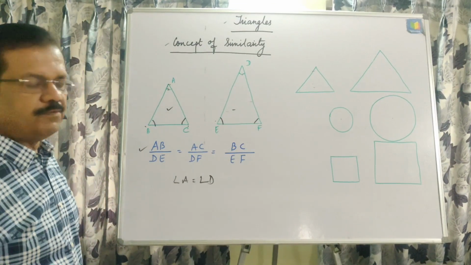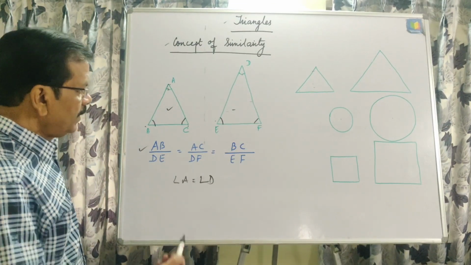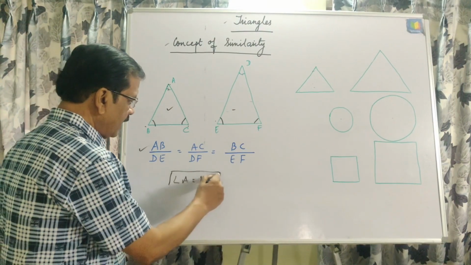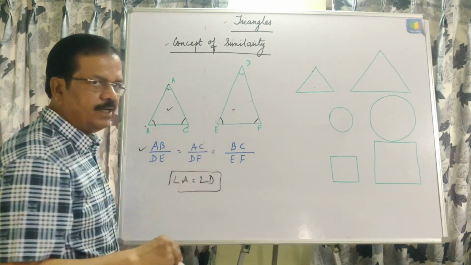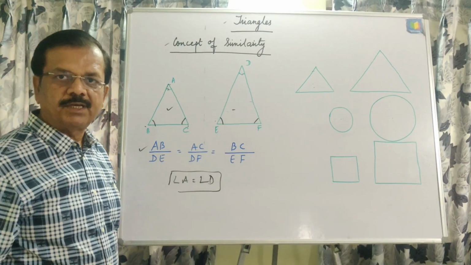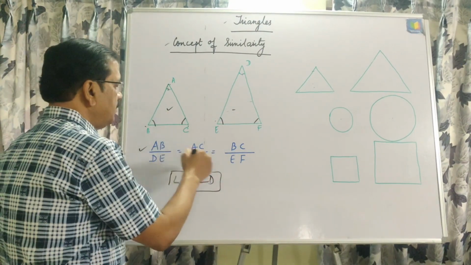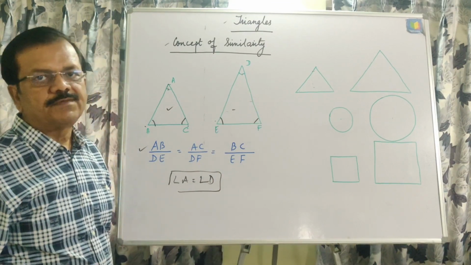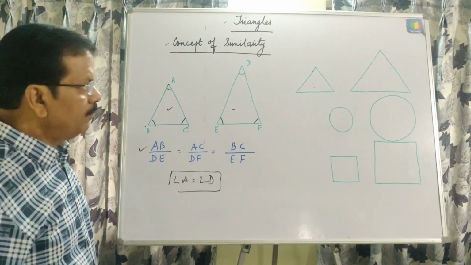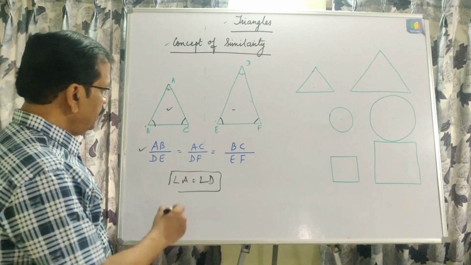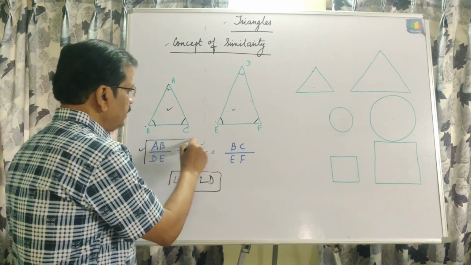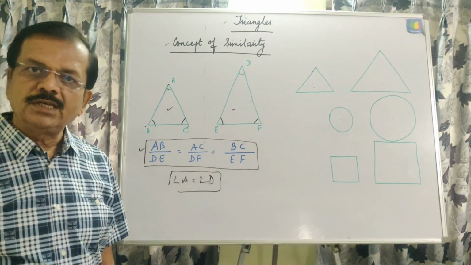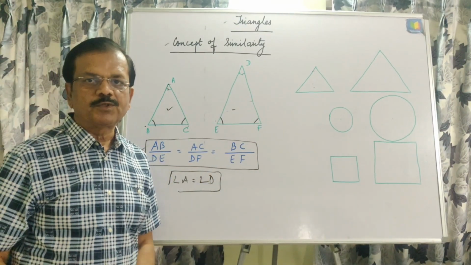But later on we will prove that if either one of the conditions is followed, that is, if the corresponding angles are equal, then the triangles are similar, and if the ratio of their corresponding sides is equal, then also the triangles will be similar. Now we are going to study this condition with the help of the basic proportionality theorem. Now, basic proportionality theorem.